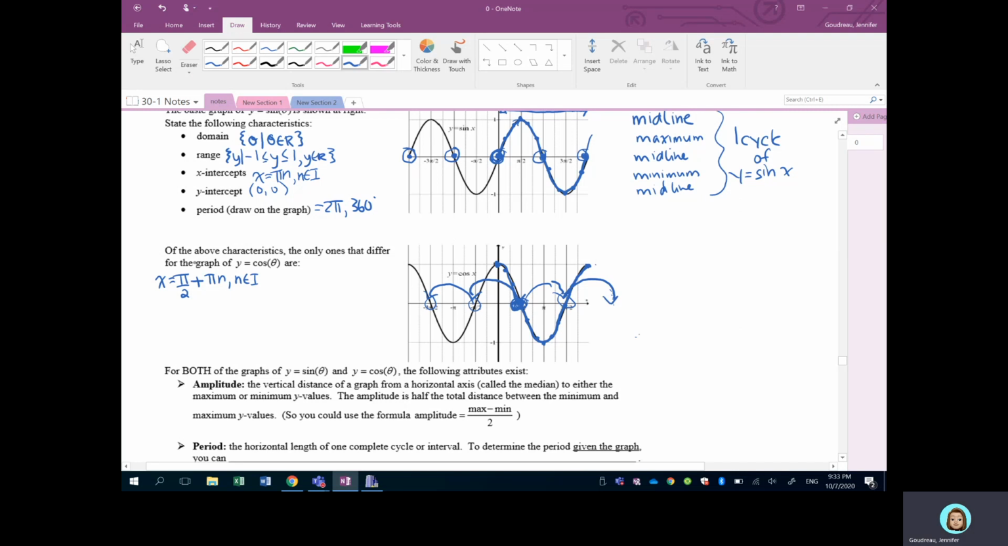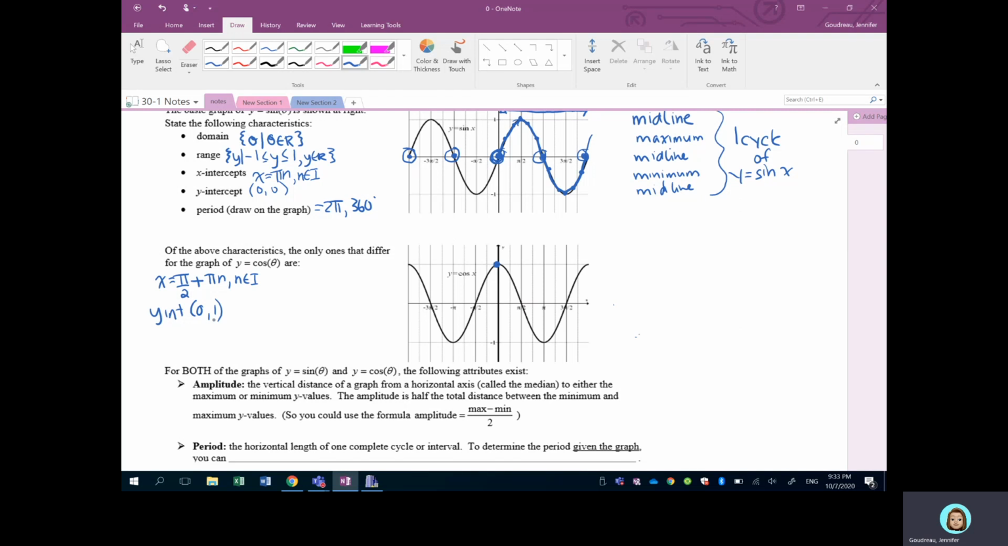The y-intercept is also different. So we can see that because cosine has a bit of a different pattern than sine, its y-intercept is also different. And we can see right here that the y-intercept is up there at 1. So that's another difference between sine and cosine. Sine has its y-intercept at 0 because it starts at its midline. Cosine starts at its maximum, so its y-intercept is at 1.